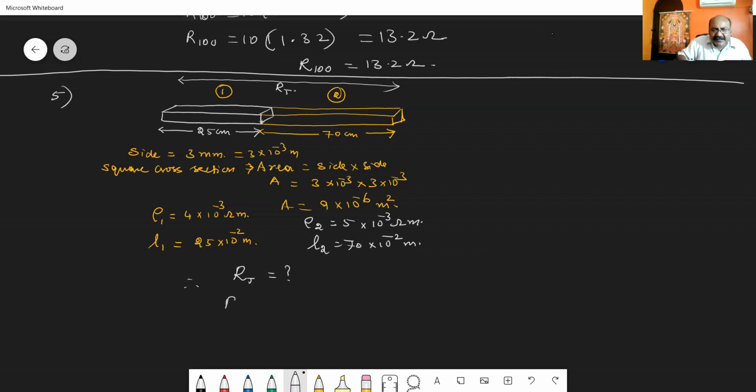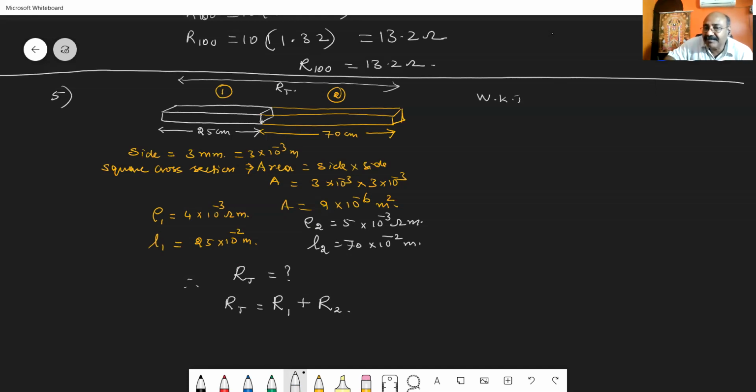See, I can say like this, the total resistance is equal to the resistance of the first conductor plus the resistance of the second conductor, because the two conductors are connected in series. That is, the end of the first conductor is joined with the beginning of the second conductor. So it is in series. So it is taken to be a series combination. Then what is the value of R1 and what is the value of R2? I am writing it here.